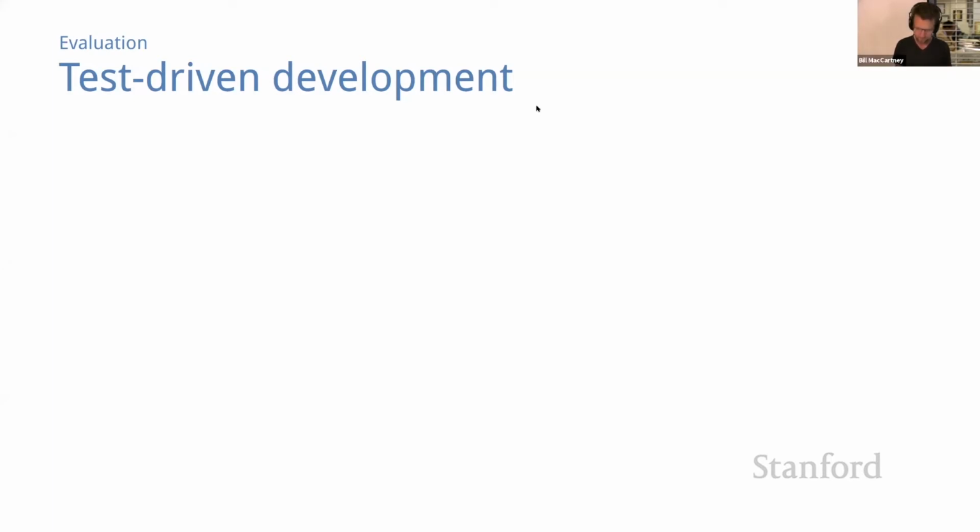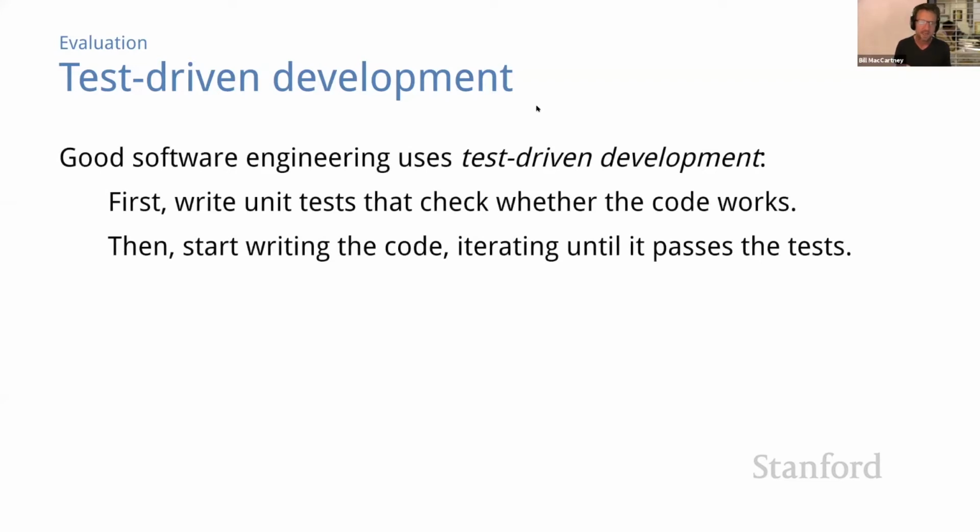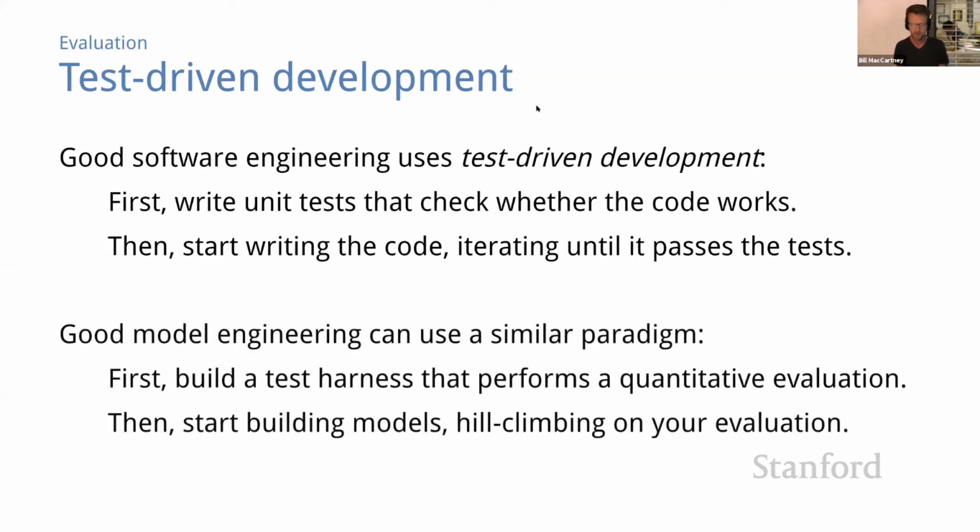There's a better way. In software engineering, we use test-driven development. First, write the tests, and then write code and iterate until it passes the tests. In model engineering, we can use a similar paradigm. First, implement a quantitative evaluation. Specify your evaluation data set, choose your evaluation metric, build a test harness that takes a model and generates a score. Then, when you start building models, you can hill climb on this score. And at those forks in the road where you could do it this way or that way, your quantitative evaluation will tell you which way to go.